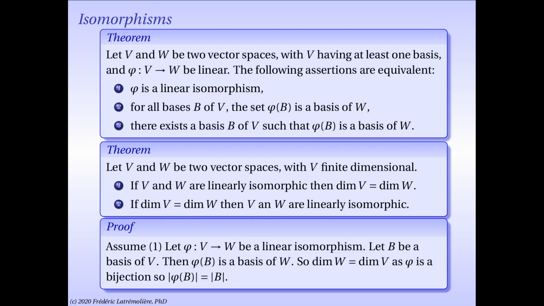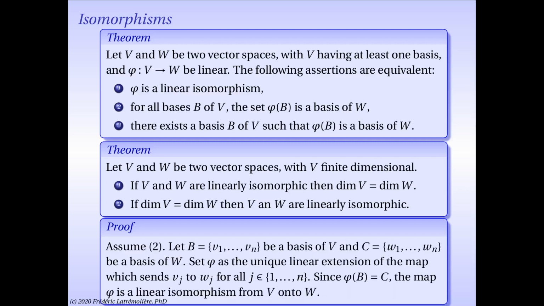The proof is really a direct application of the theorem above. So for instance, assume that V and W are linearly isomorphic, and let phi be a linear isomorphism from V to W. Then pick B some basis of V. V is finite dimensional, it has a basis. Then phi of B is a basis of W. That's what implication 1 to 2 of the main theorem above tells us. But then phi is a bijection, so in particular it preserves cardinality. So the cardinality of phi of B is the cardinality of B, which is finite, so W is finite dimensional, and in fact, even better, that means that the dimension of V is the dimension of W.